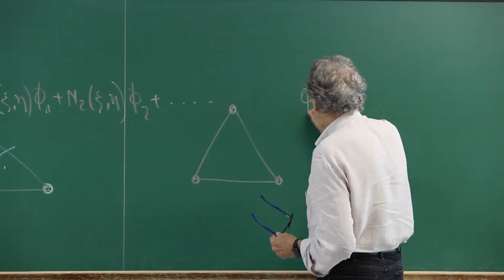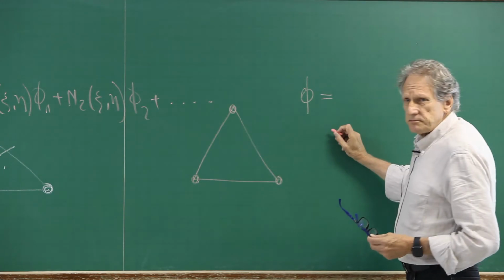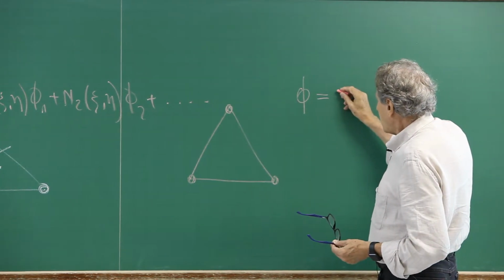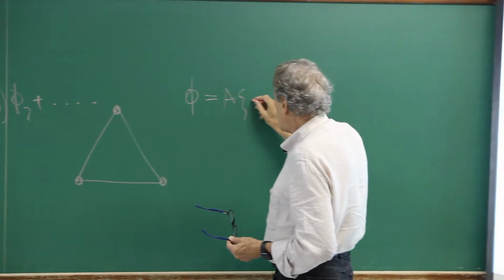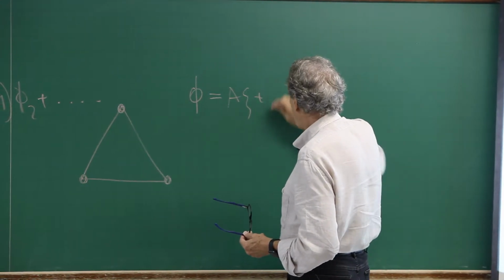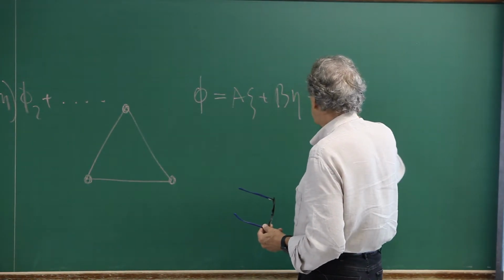and I can say that phi is some a xi plus b eta plus c.